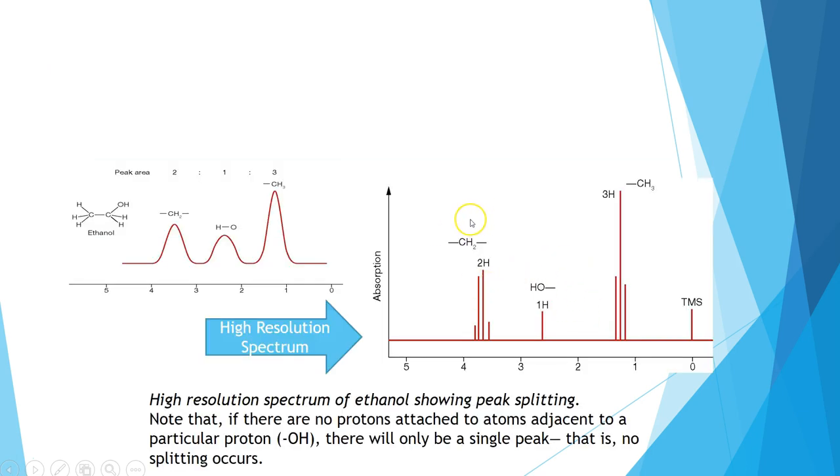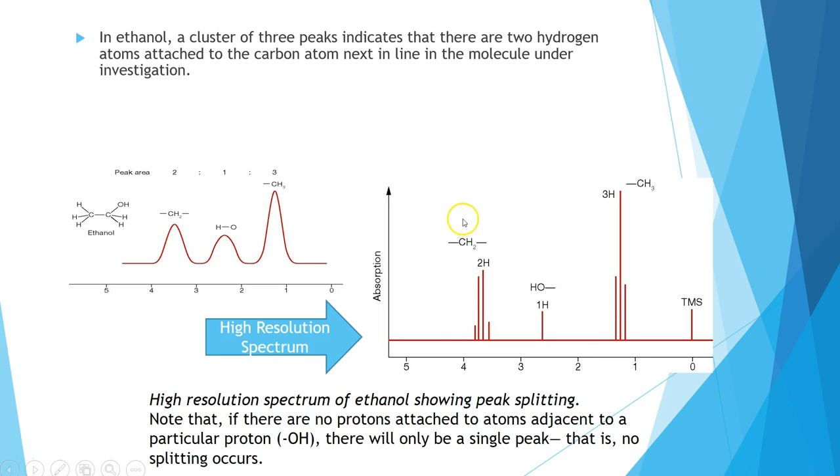So let's have a look at something a little bit more reasonable than ethanal and look at ethanol. In ethanol, we looked at the low resolution spectrum and we saw we had 3 regions: the CH3, the CH2, and the OH, which we can identify from our chemical shift and from the peak areas. In the high resolution, we'll see that the OH is on its own as a singlet, TMS down here at 0, which is just our reference peak, and then we have the triplet and the quartet.